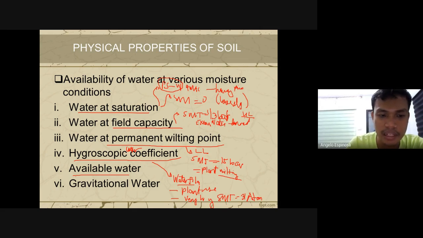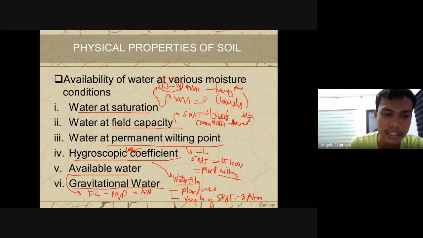Pag sa available water naman, it is computed by getting the difference between the field capacity and the permanent wilting point. So in order to get the available water, you need to compute for the field capacity minus the permanent wilting point.